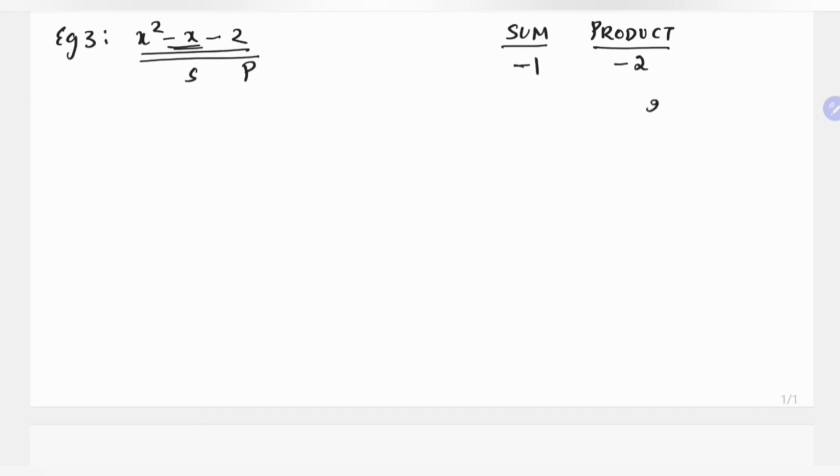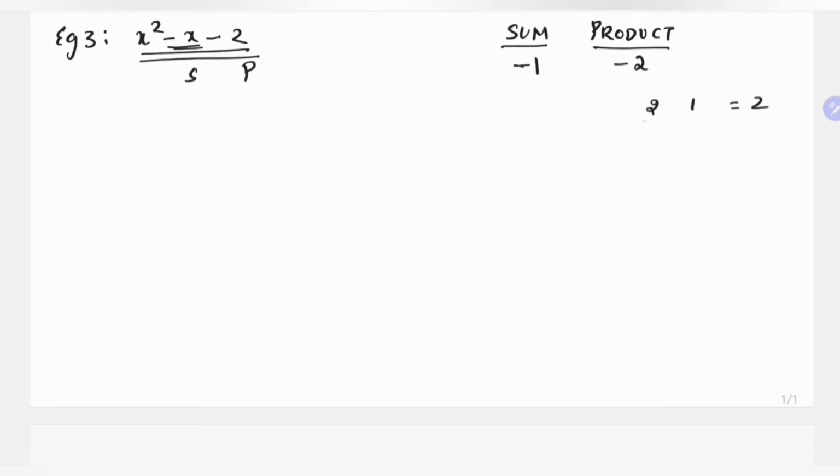So, numbers could be 2 and 1, right? This is the only combination I can think of. 2 and 1 is the only combination where if you multiply, you're going to get 2. So, 2 into 1 is 2 and 2 minus 1 is also 1 here. So, this satisfies both the conditions.